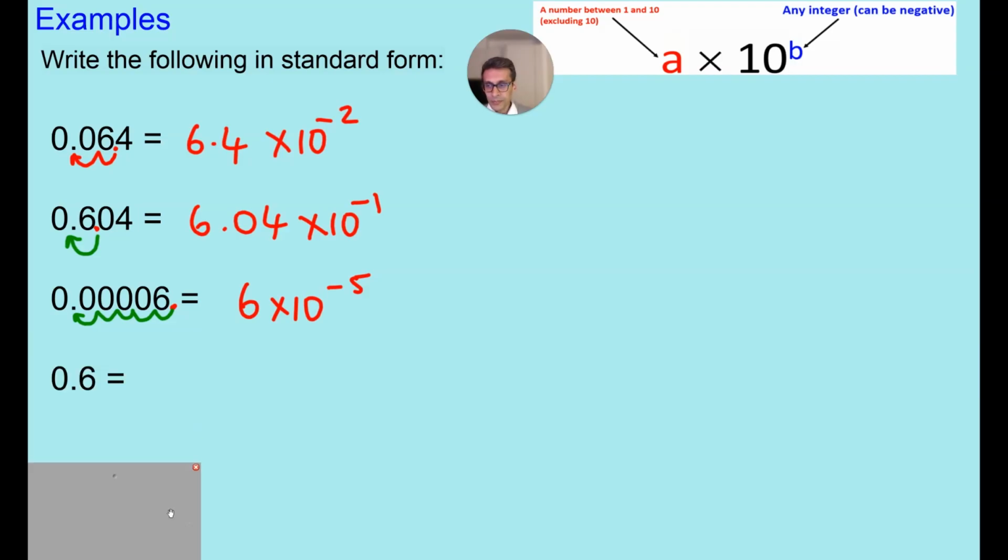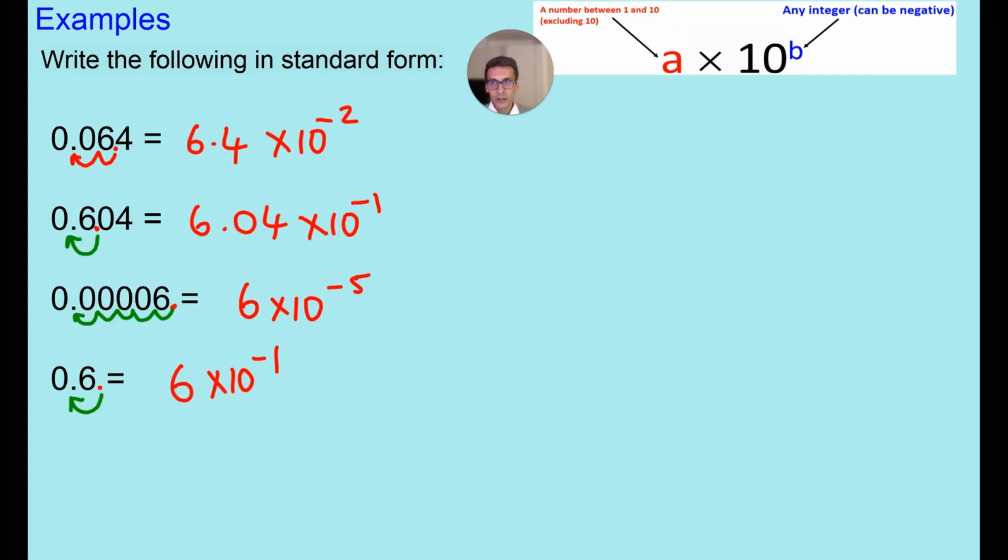Okay, last example here, 0.6. Well, the decimal has to go after the 6 here, so it's between 1 and 10, and it's going to move back 1 place. So to convert this to standard form, it's going to be 6 times 10 to the power negative 1. I'll do a bonus example here.